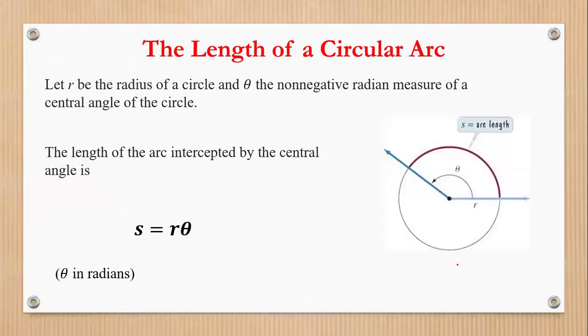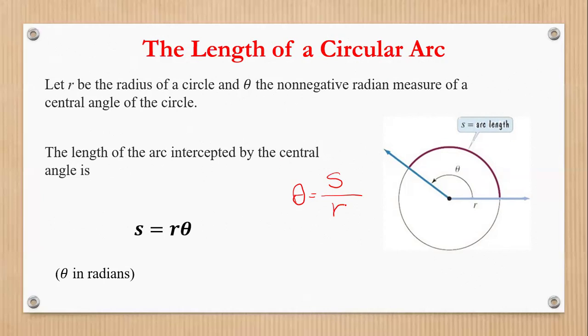Okay, now let's go back to the radian measurement. If you remember, we talked about the radian measurement of any angle, and we said that the radian measure of any angle is coming by dividing the length of the intercepted arc by the radius of the circle.